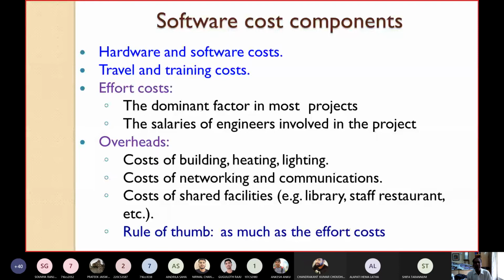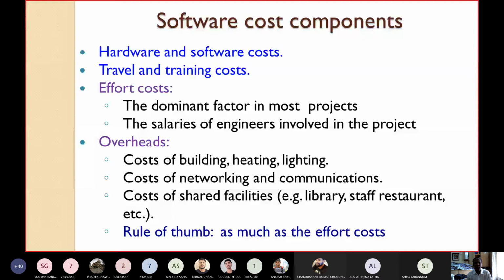Then the next cost is overhead cost. In overhead cost, we have to think of the cost of building. That means the building that we have taken on rent, what is the cost? Or you have developed the building yourself, what is the cost that you have required? That may be divided over several years or among several projects. The heating cost, lighting cost, cooling cost, etc.